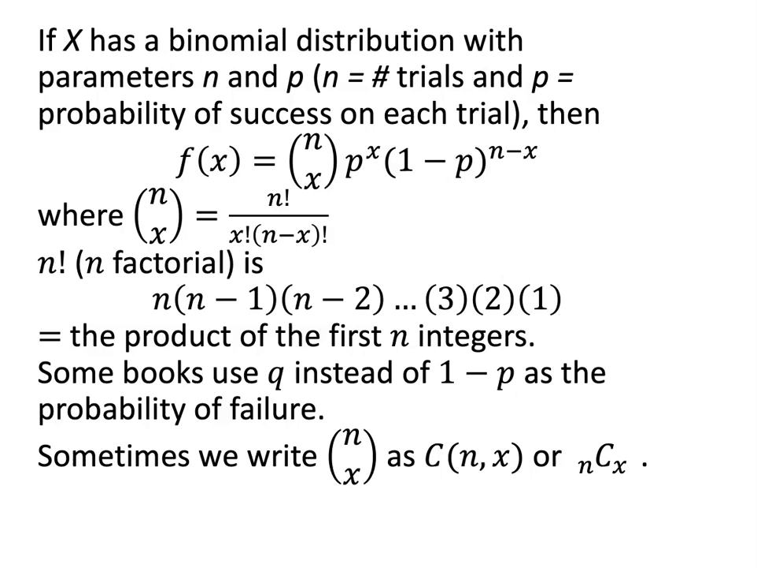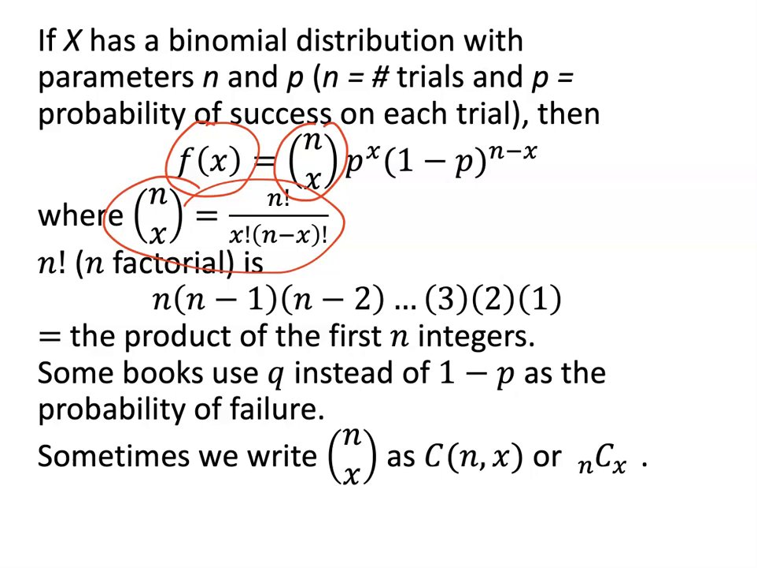So if x has a binomial distribution with parameters n and p, n is the number of trials, p is the probability of success on each trial, and f of x, that's the probability that x takes on a particular value, is n choose x times p to the x times 1 minus p to the n minus x. This is where n choose x is n factorial divided by x factorial times n minus x factorial.